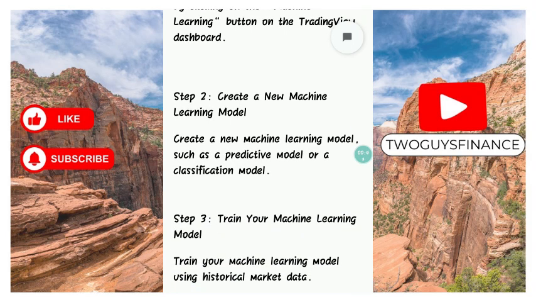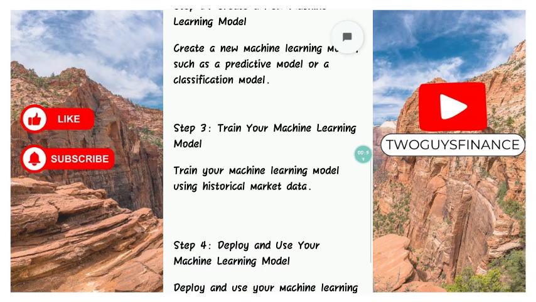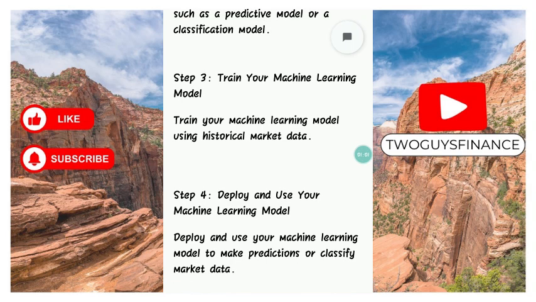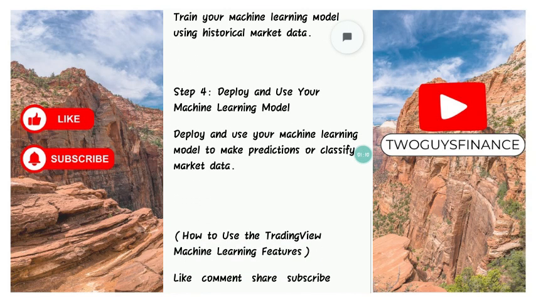Step 3 is to train your machine learning model. Go ahead and train it using historical market data. The fourth and final step is to deploy and use your machine learning model. Now that you have it created and trained, you just deploy and use your model to make predictions or to classify market data. That's pretty much it on how to use the Tradingview machine learning features.